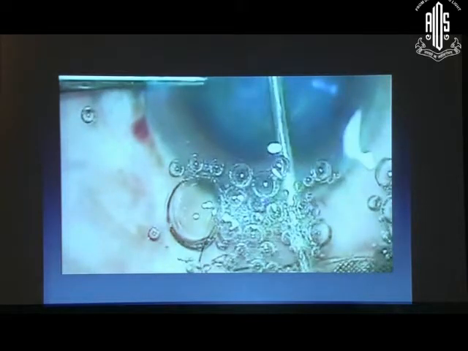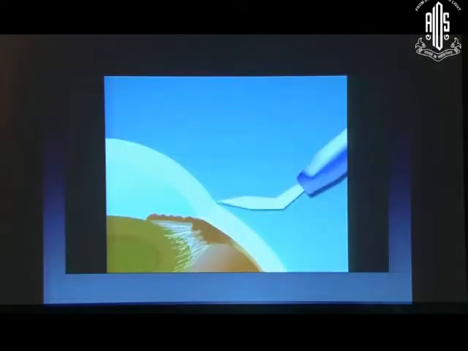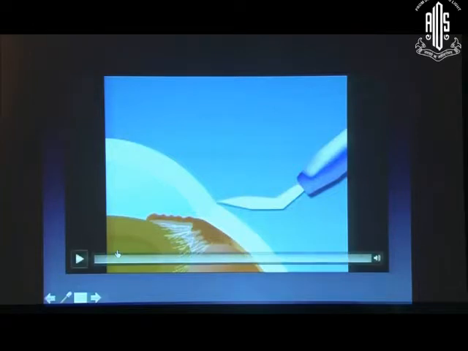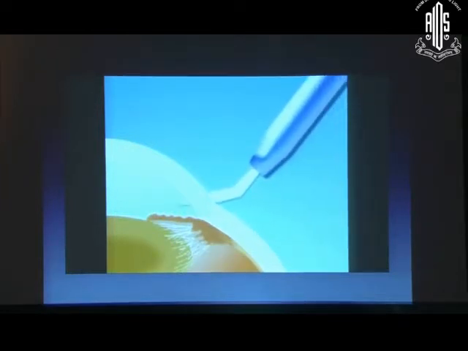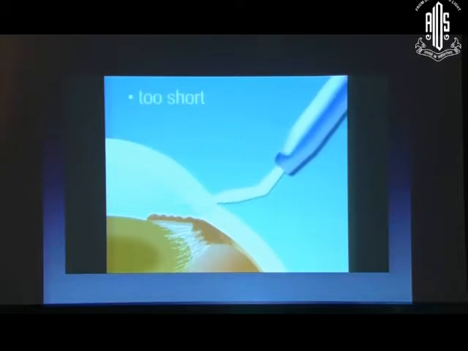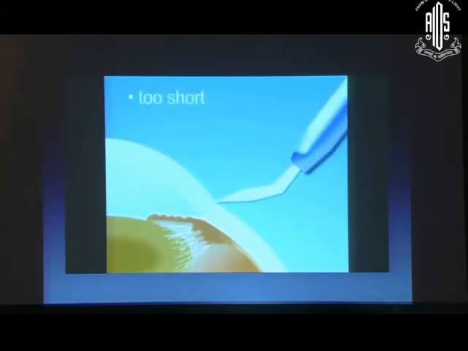Sometimes you will see dimpling, which can be seen when you're crossing the Descemet. If you have placed your instrument too steep to the cornea, you end up making a very short tunnel. And this can cause your intraocular contents to come out, with the iris prolapsing out.